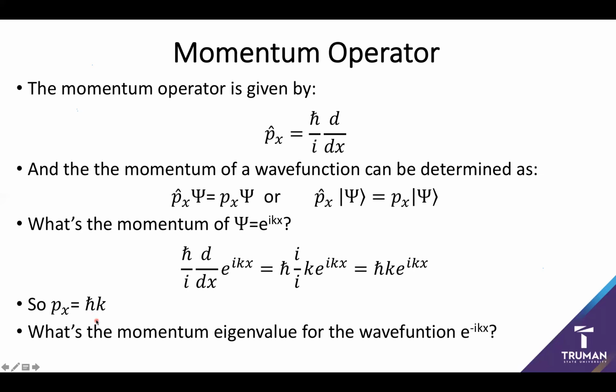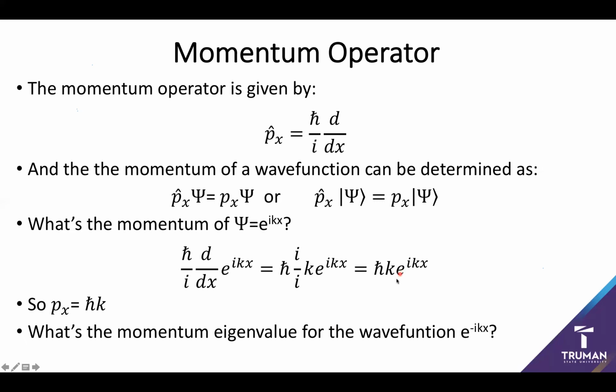However, we're left with an interesting question. I can also have e to the negative ikx. Now, what's going to be the momentum eigenvalue for e to the negative ikx? This one we can actually do almost by inspection, because I generate a negative value here, which when I take the first derivative comes out front. So I'd end up with negative h bar k.